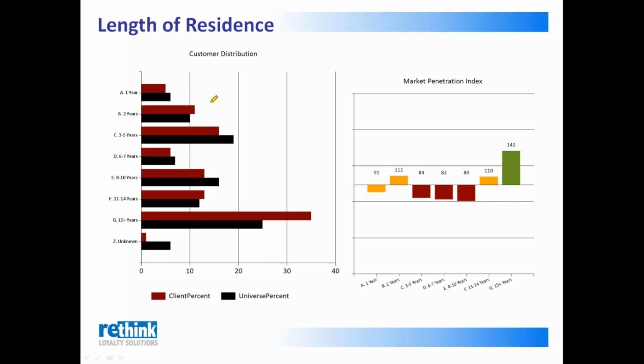The length of residence, you have this mix of relative newcomers with mid-term folks, but it's really spiking at the high end where about a third or more of the customers have been in their homes for the long length of residence of 15 plus years, indexing at 142. So none of the other categories by length of residence are statistically relevant. Only that 15 plus years, and it's pretty significant with an index of 142.